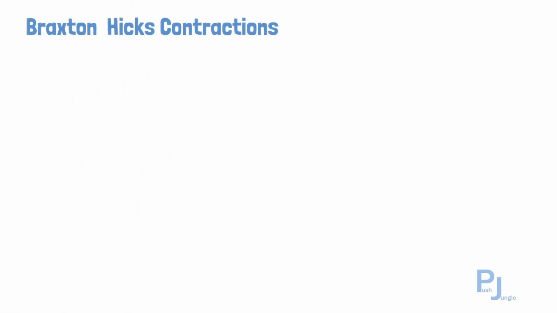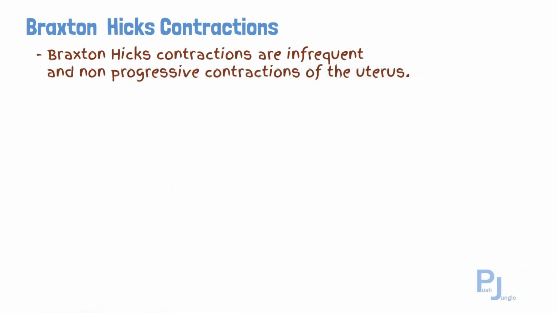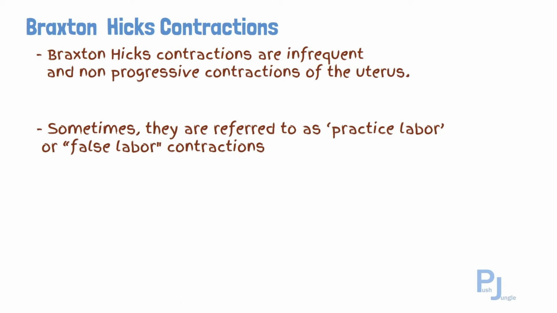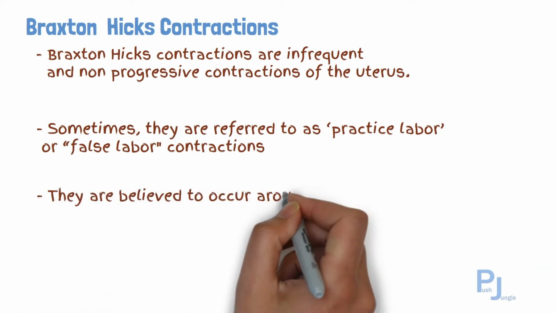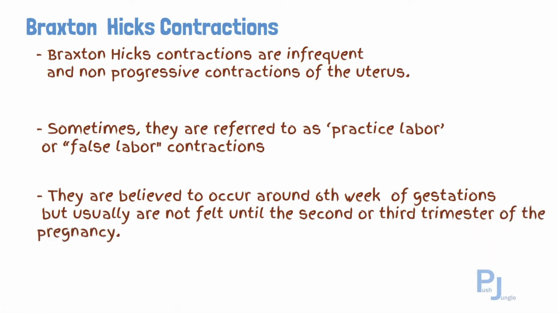Braxton Hicks contractions. These are infrequent and non-progressive contractions of the uterus. Sometimes they're referred to as practice labor or false labor contractions. They are believed to occur around the 6th week of gestation, but usually they are not felt until about the 2nd or 3rd trimester of pregnancy.